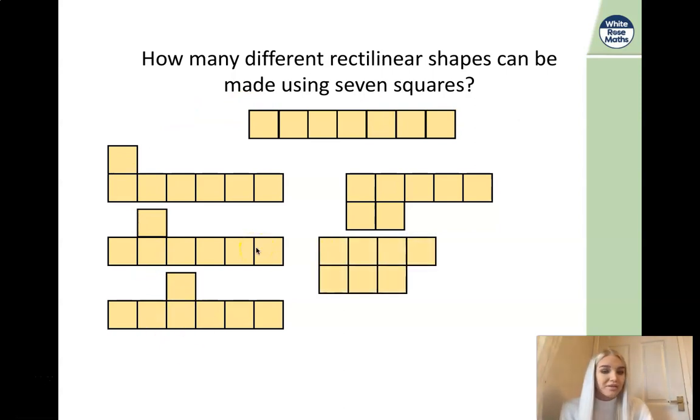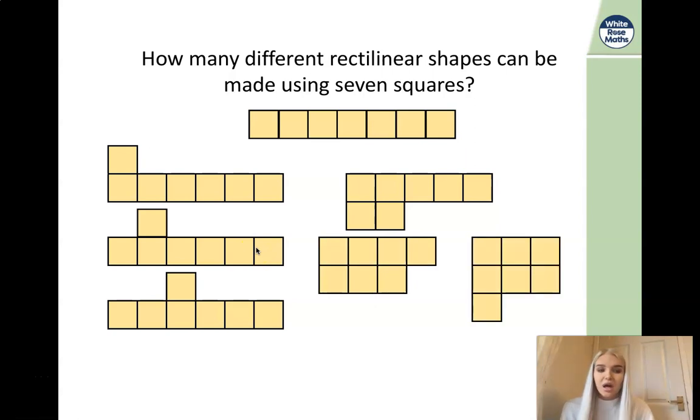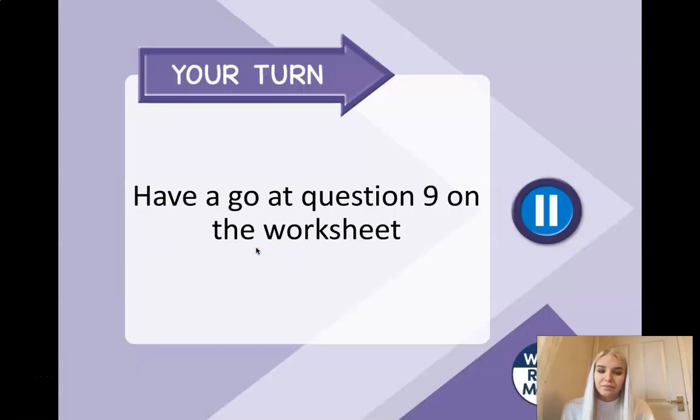I could also make this rectilinear shape using my 7 squares, and I could make this rectilinear shape using 7 squares. I would like you to have a go at question 9 on the worksheet, then return for your final part of today's lesson, which is all about problem solving. Pause the video and work on this now, please.